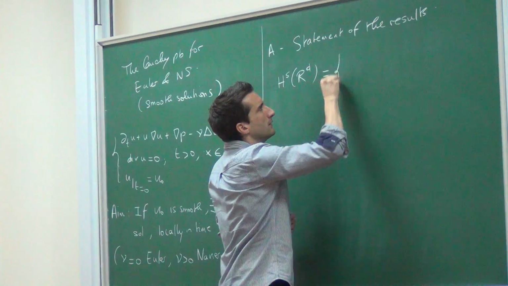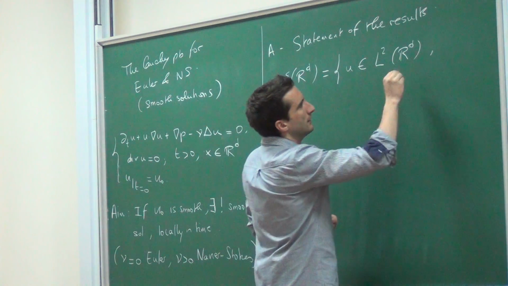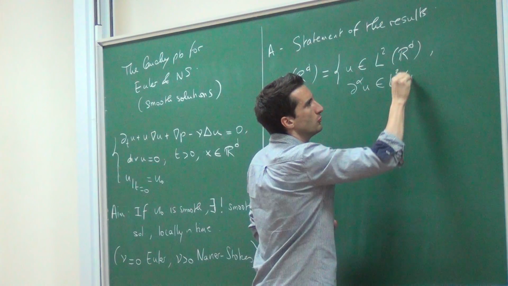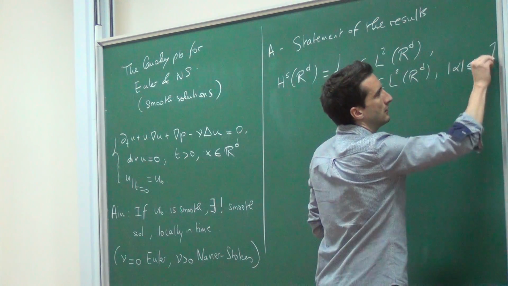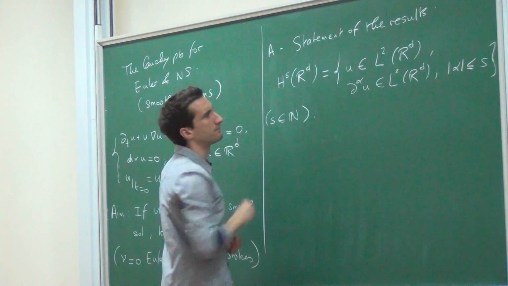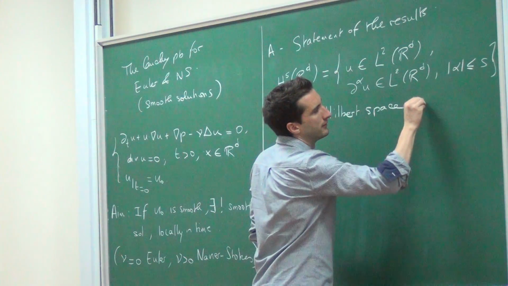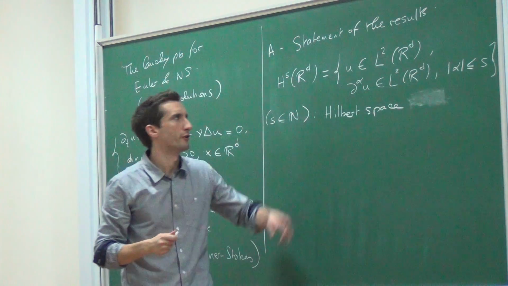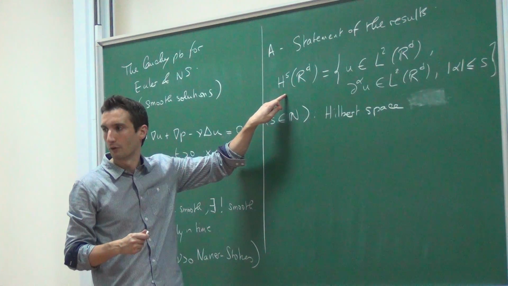As you probably know, this is the set of functions in L2 with derivatives up to order s in L2. D^alpha u will be in L2 for any derivation alpha of order less than s. And here, s is in N. And you know that it's a Hilbert space with the scalar product, the classical L2 scalar product for u, plus the L2 scalar product for the derivatives. Okay? So that's the starting point. We will measure smoothness with this kind of spaces.